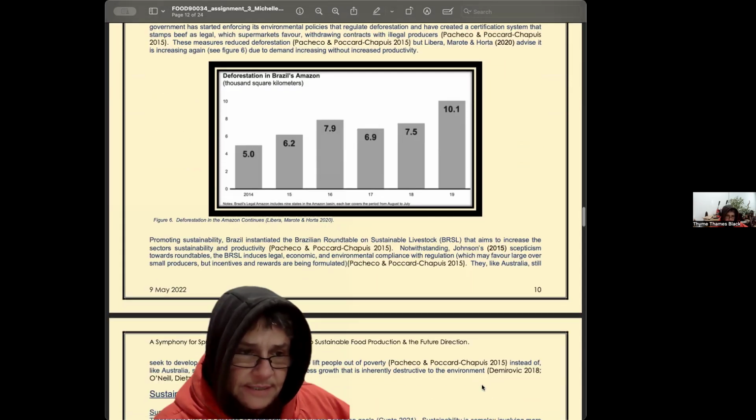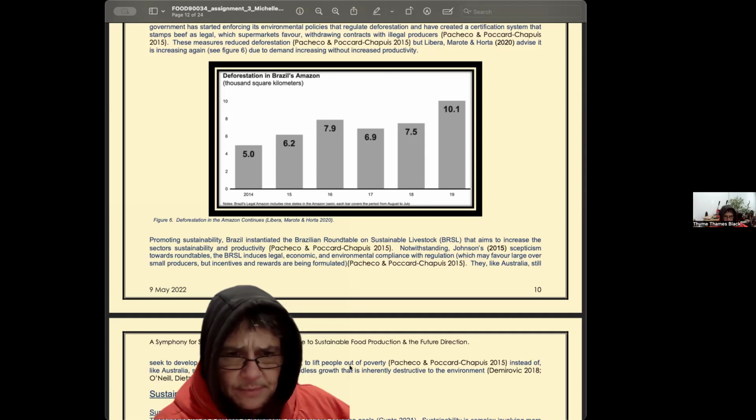They, like Australia, still seek to develop their industry, but unlike Australia, to lift people out of poverty instead of, like Australia, satisfying their capitalist need for endless growth that is inherently destructive to the environment.